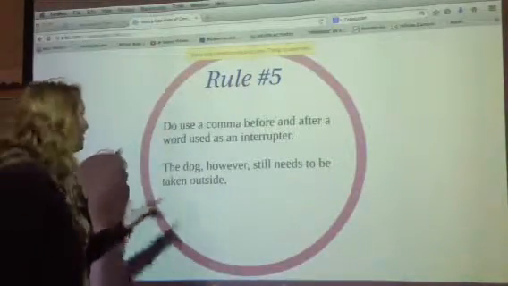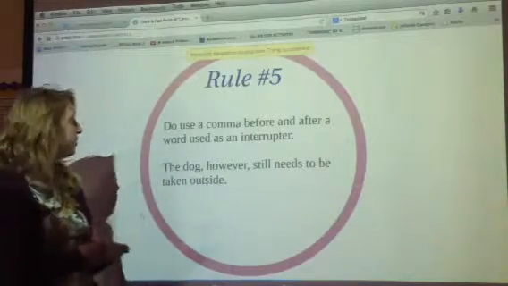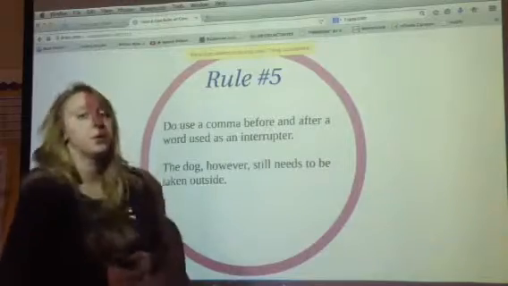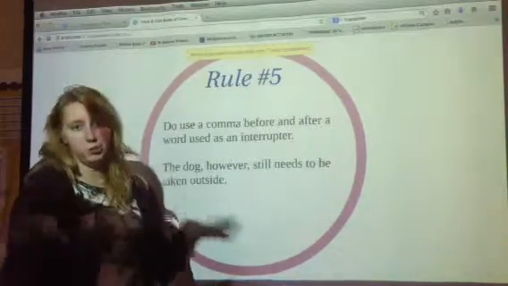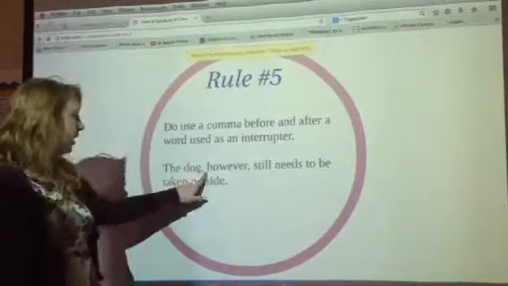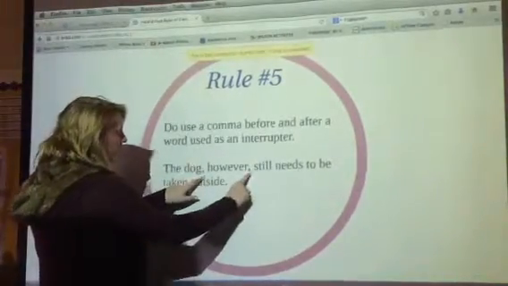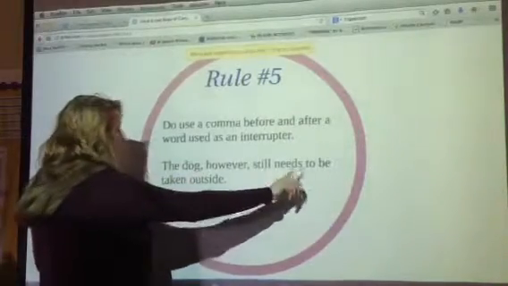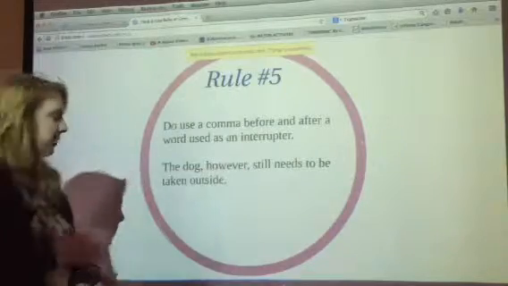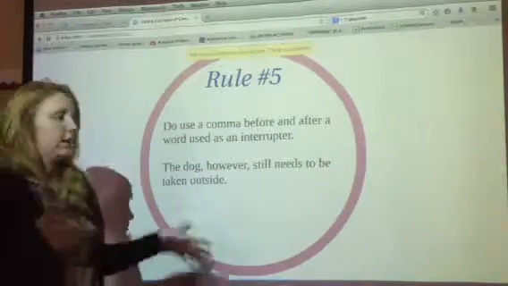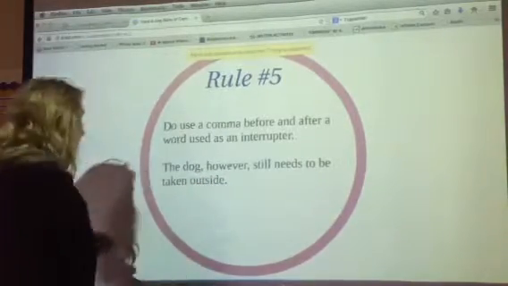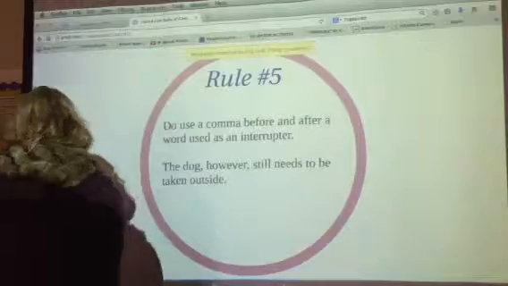Rule number 5. Alright, do you use a comma before and after a word used as an interrupter? So usually it's really rude to interrupt people. However, in sentences we can interrupt all we want. The only rule is you have to use a comma. So we would say the dog, and our interrupter word would be however, so we have 2 commas to offset it, still needs to be taken outside. Okay? Could we get rid of the however and it still makes sense? The dog still needs to be taken outside? Yep. But if we use that interrupting word, we have to offset it with a comma. Remember, before and after.